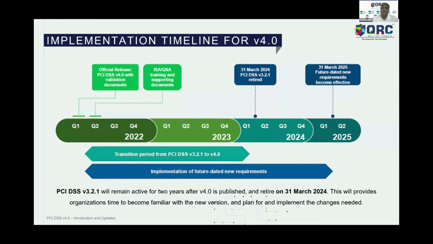The basic date to remember is 31st March 2024. Organizations have time to implement 4.0 until March 2024. Before that, organizations can choose whether to use 3.2.1 or 4.0, depending on their readiness. But remember, after March 2024, every organization is supposed to be assessed as per 4.0 only.